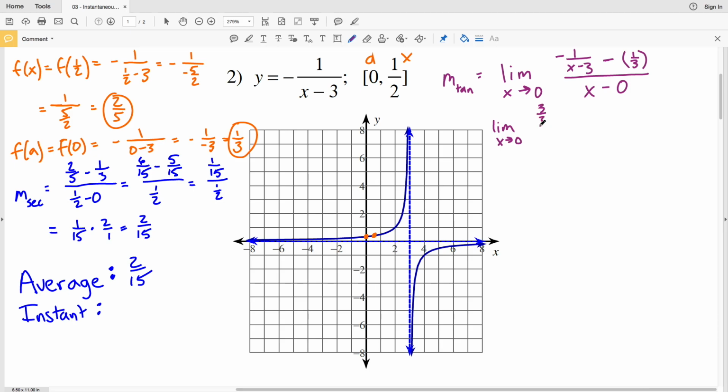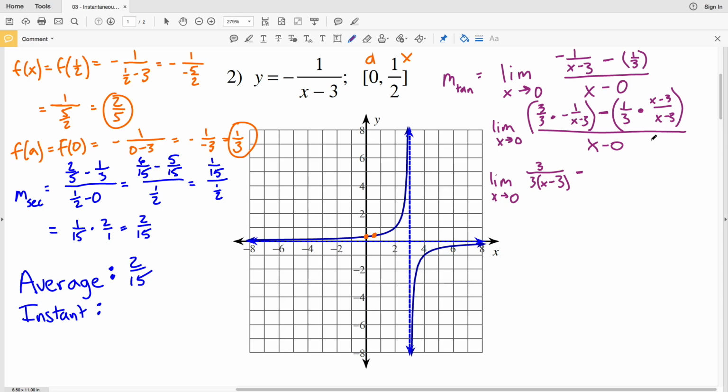So 3 over 3 times negative 1 over x minus 3. And I'm going to be subtracting my 1/3 times that denominator of my first fraction over itself. So 1/3 times x minus 3 over x minus 3. And remember, this is all over x minus 0. So now I'll have the limit as x approaches 0 of 3 times 1 is 3, and that's going to be 3 times x minus 3.